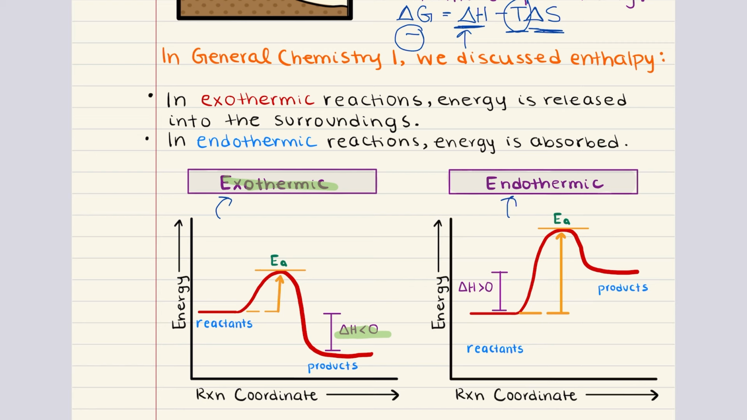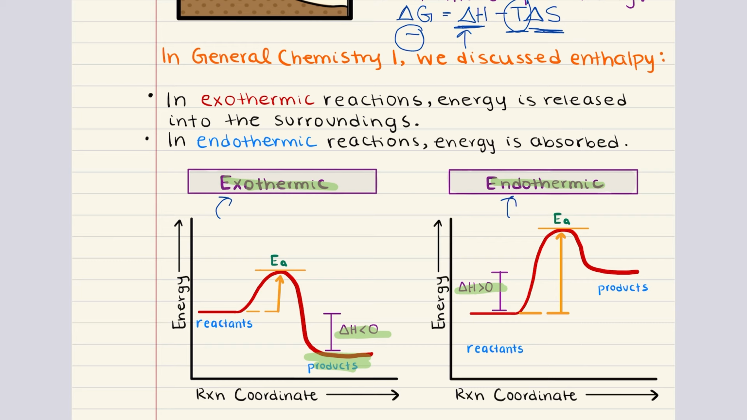This energy release often makes the reaction more likely to be spontaneous because it drives the system towards a more stable, lower energy state. On the other hand, an endothermic reaction absorbs energy from the surroundings, leading to a positive delta H. Because endothermic reactions require an input of energy, they're generally less likely to be spontaneous unless other factors like entropy favor the process.